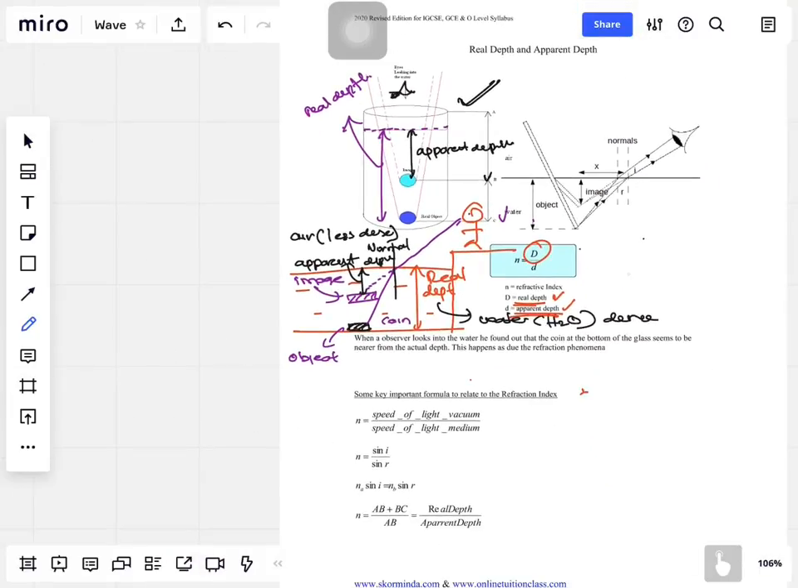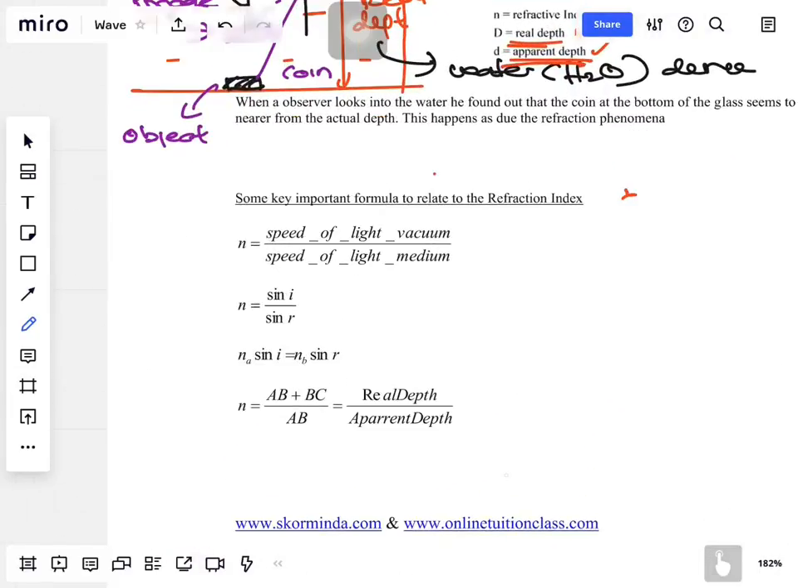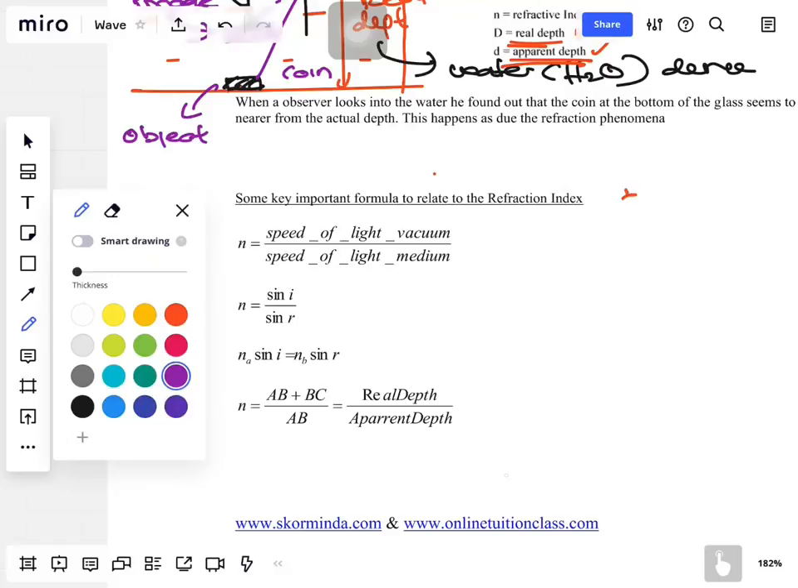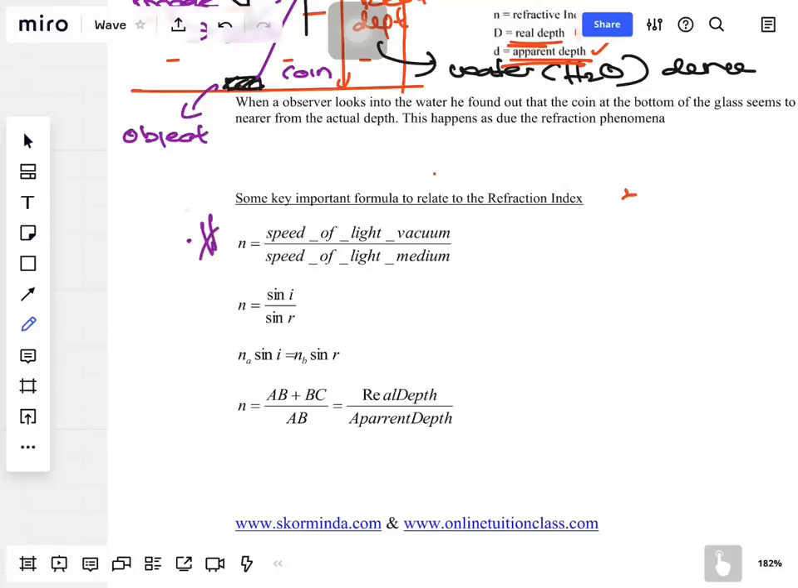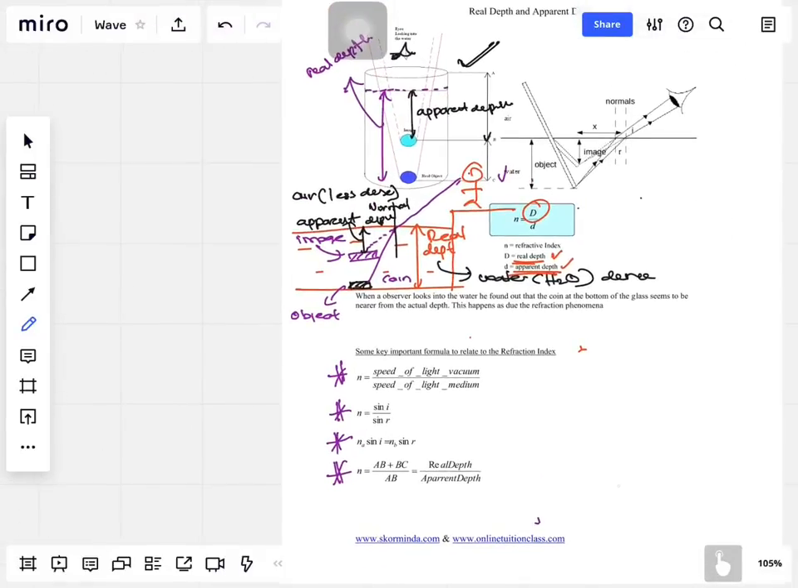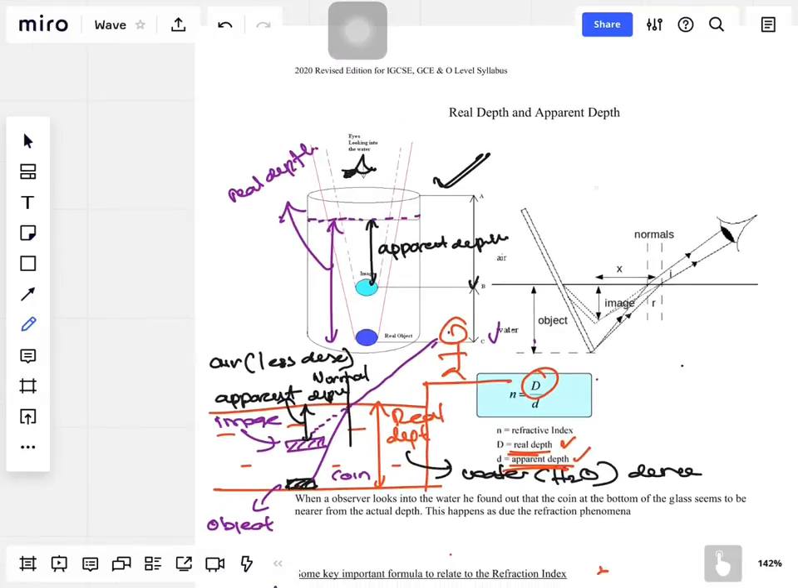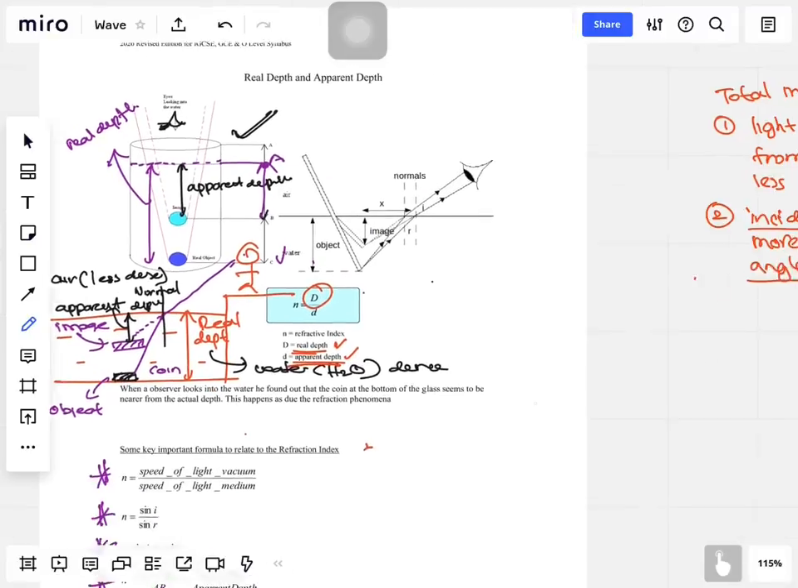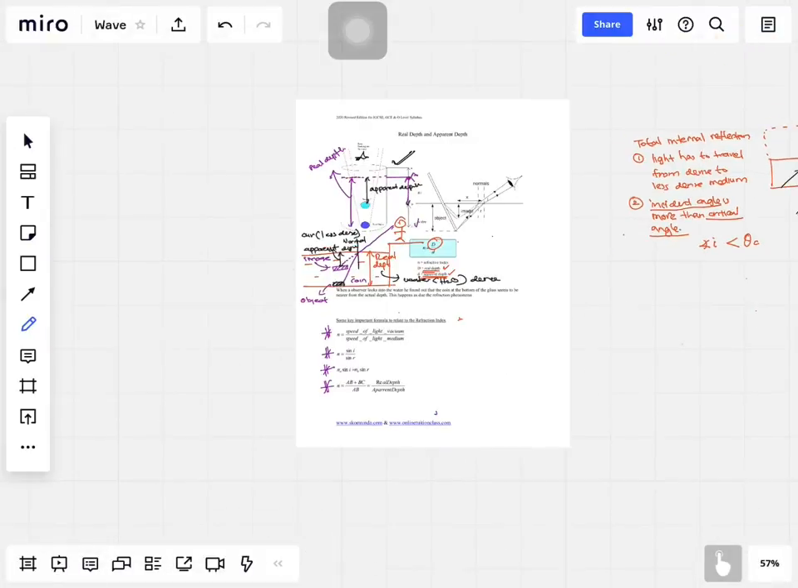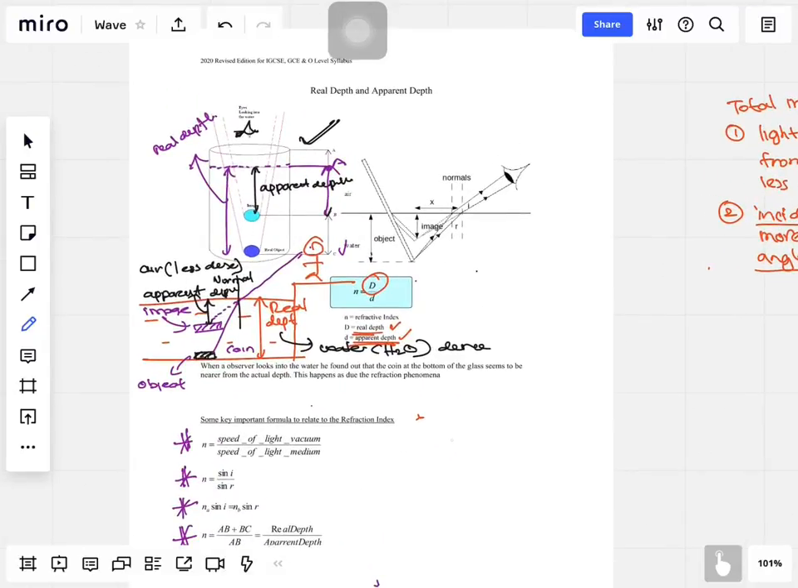Same thing, okay? So there are a few formulas you really must remember here. The first formula is the formula of speed. Very important. The second formula is Snell's formula that we have to know as well. The third one is still Snell's formula. And the last one will be the real depth versus the apparent depth. I would have to say that this A is supposed to be here. So this is something that you have to understand.